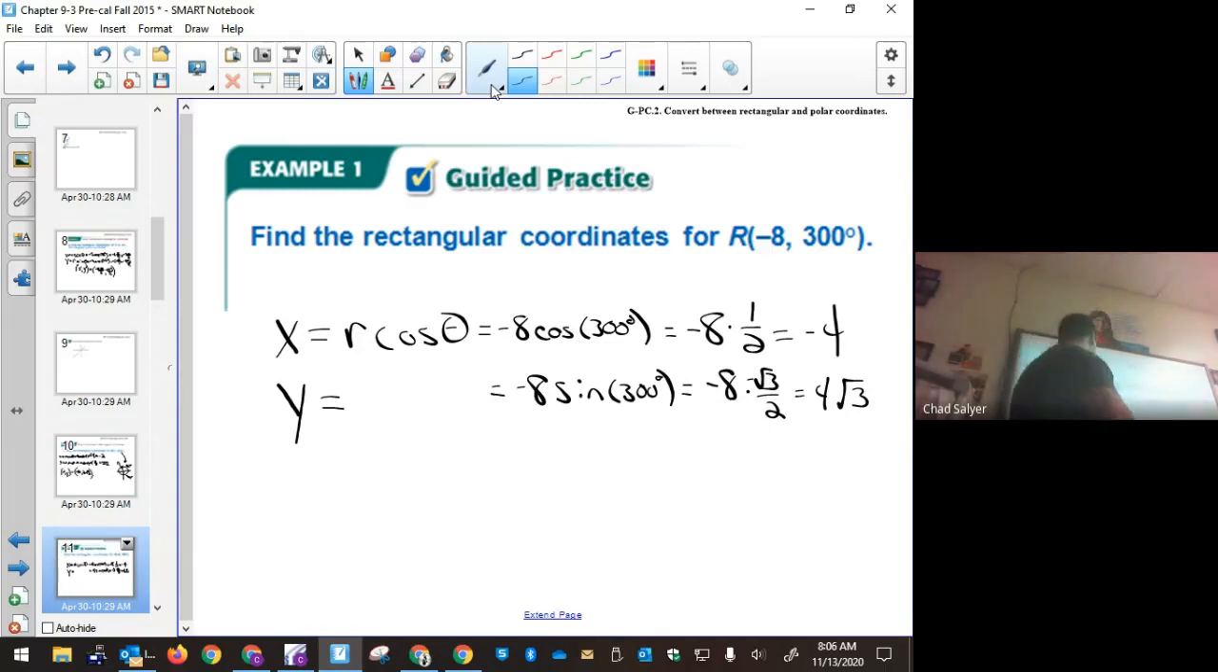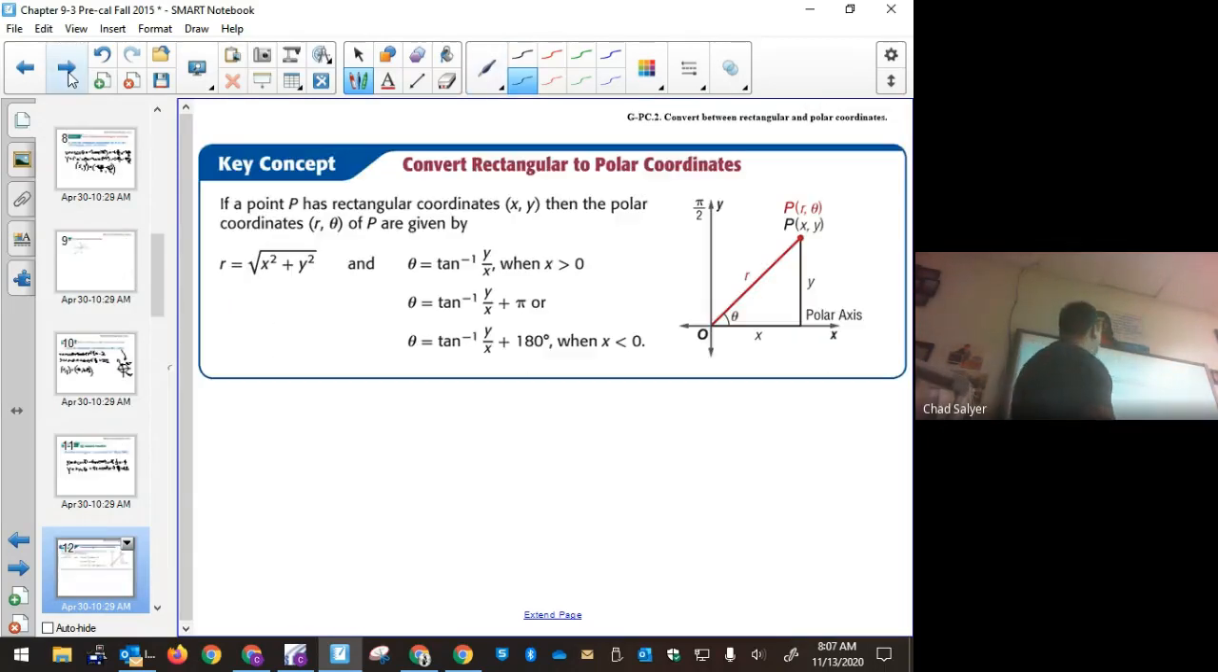Yeah, 4 on the square root of 3. Good job, buddy. Okay, so everybody see how that works? Don't miss one of these because of this. Come on, guys. Get that squared away. All right, rectangular to polar.